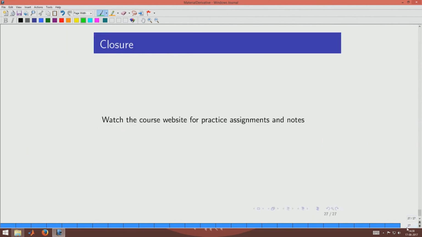So, in the course website we will put up a list of some sample velocities. You can plug them into the continuity equation to check whether they are valid or not, and you will also have some notes to help with some of the derivations we have done.